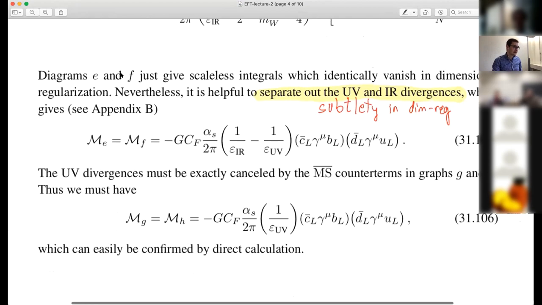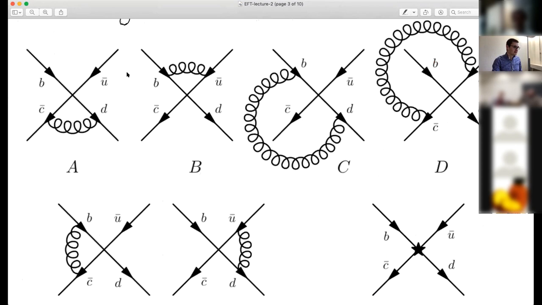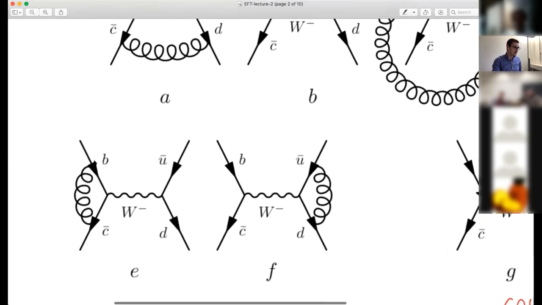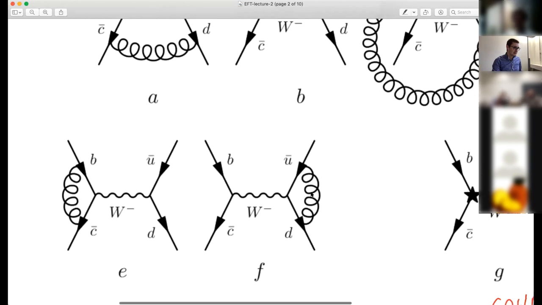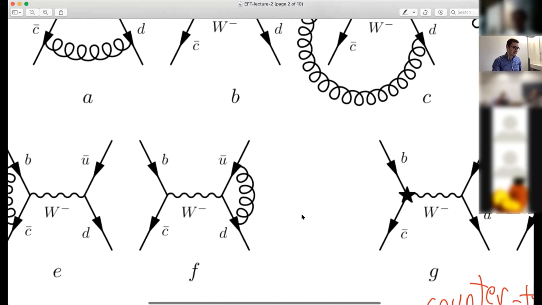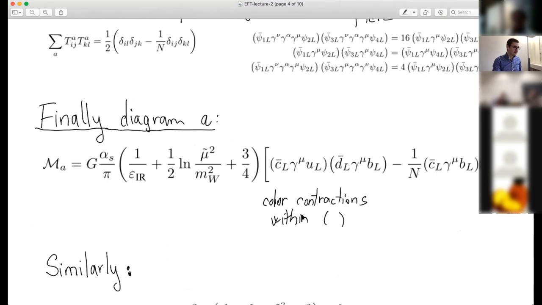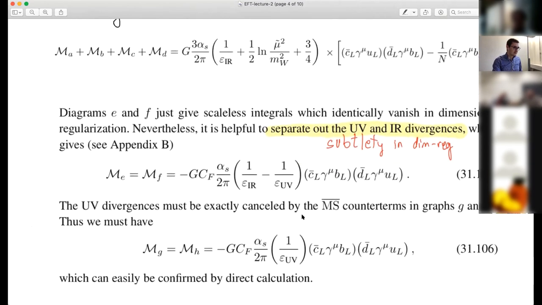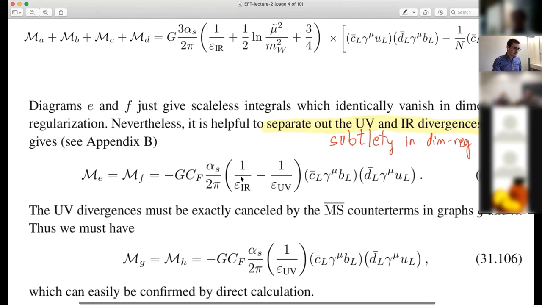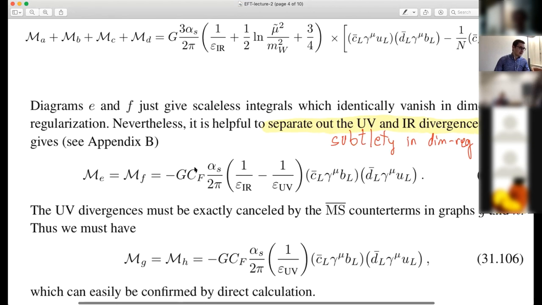Now we have to calculate diagrams E and F. E and F were these two diagrams. They are vertex corrections, and these are their counterterms. These diagrams will be UV divergent. If you do it in MS-bar, so you are doing it in dim reg, it's important to separate the UV and IR. Otherwise, because this is a scaleless integral, the two would cancel if you equate them. So you separate the UV and IR, and they basically match on O1, these two guys.